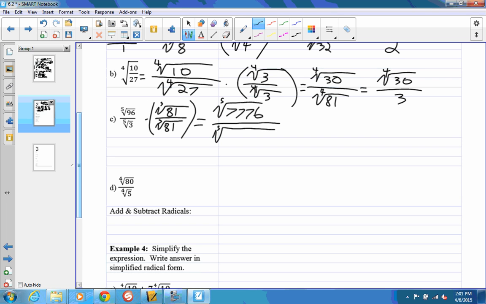So 3 times 81 is 243, which I'm going to change to 3. So is it always going to be what the original number was in the radical? No, not always. Only when your starting number in the radicand is already like the root you want.